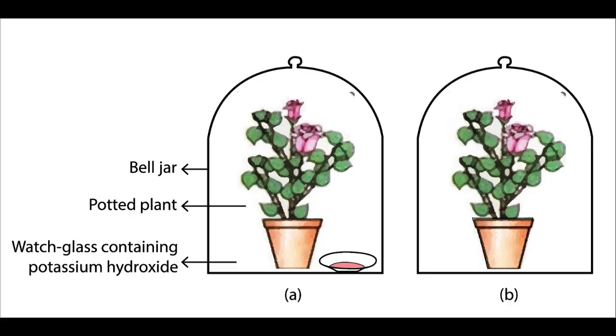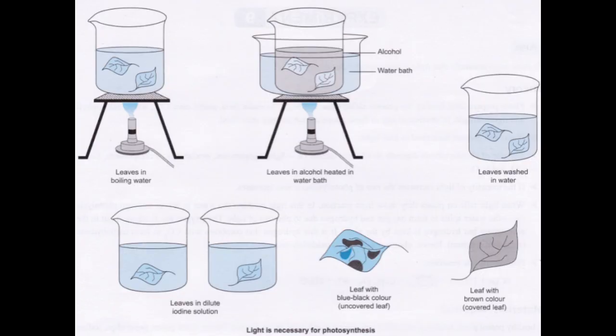Then after that, we remove a leaf from each plant and check for the presence of starch as done in the previous experiment. Pluck a leaf from each plant and test for the presence of starch. Before we perform the iodine test, first both the leaves have to be boiled in water, then in alcohol using a water bath. Next, wash the leaves in water, then do the test with iodine.